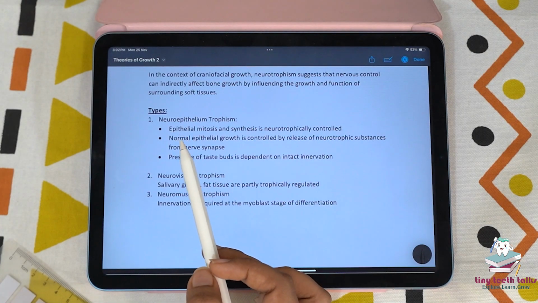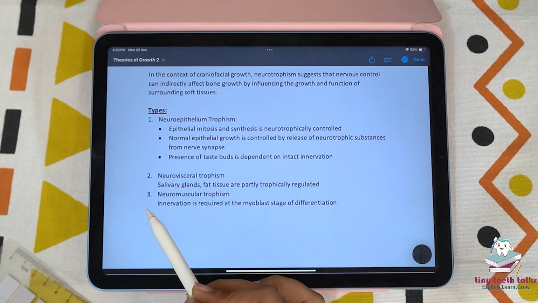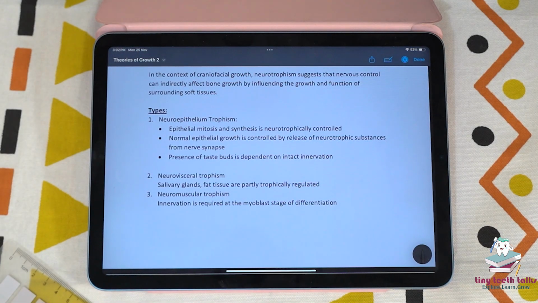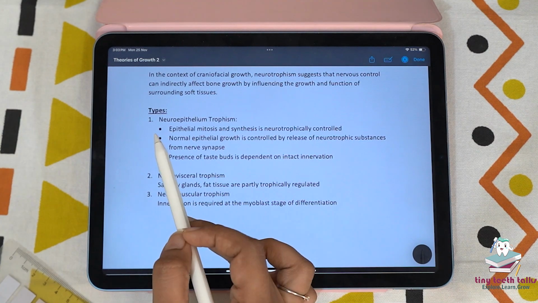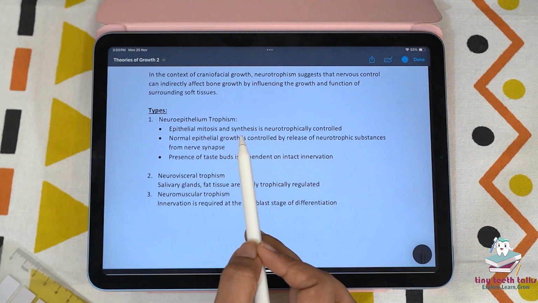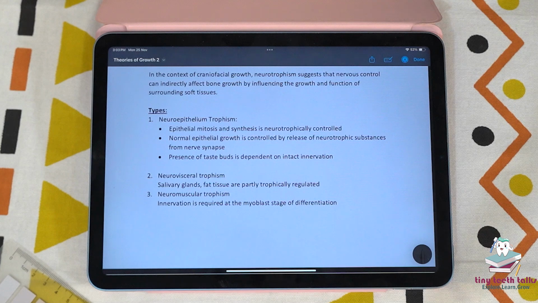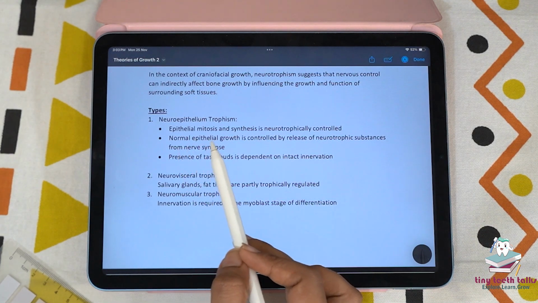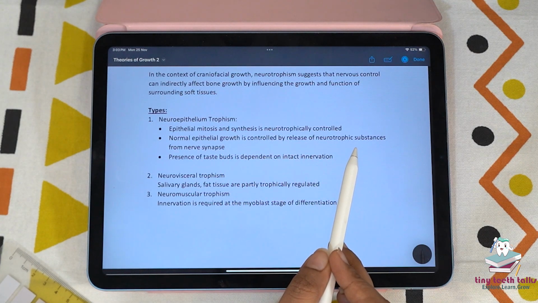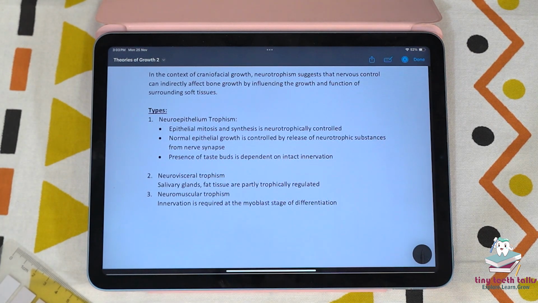There are three types of neurotrophism: neuroepithelial trophism, neurovisceral trophism and neuromuscular trophism. First, trophism refers to the process of growth or nourishment in a biological system, and it is derived from the Greek word troph, which means nourishment. In neuroepithelial trophism, epithelial mitosis and synthesis is neurotrophically controlled, meaning the process of cell division and production in epithelial tissues is controlled by nerve derived substance. Normal epithelial growth is controlled by release of neurotrophic substance from nerve synapses, meaning the normal growth of the epithelial tissue is regulated by the substance released from the nerve endings.